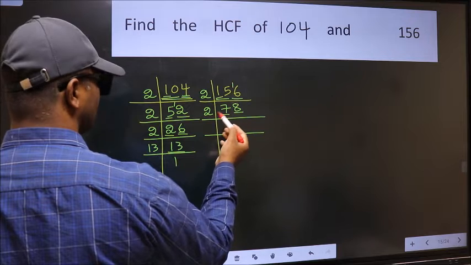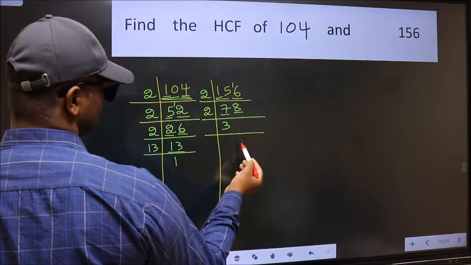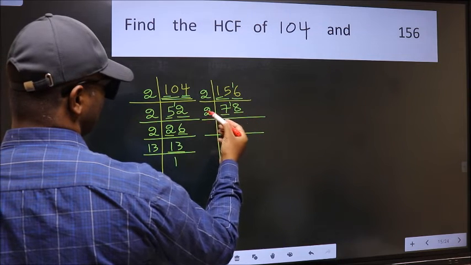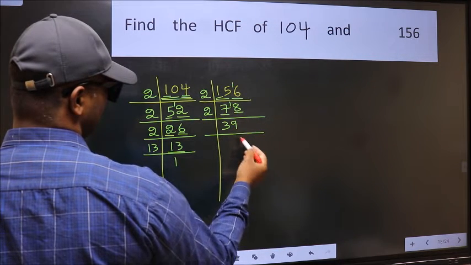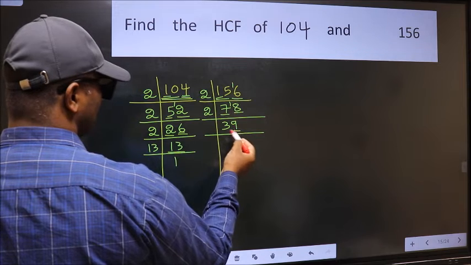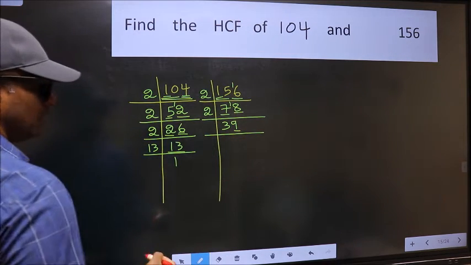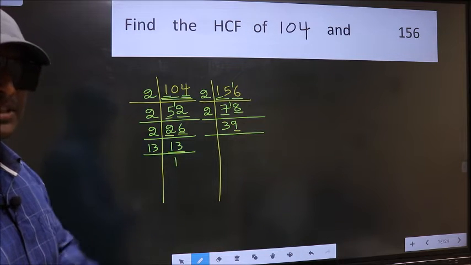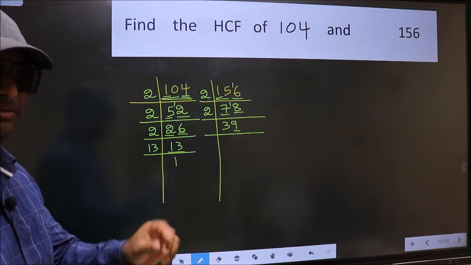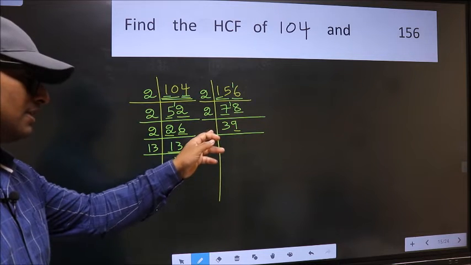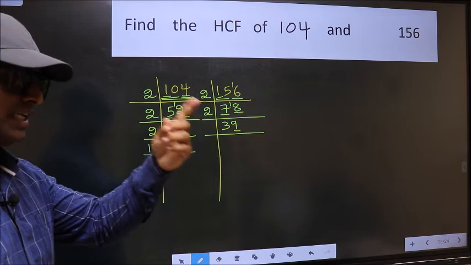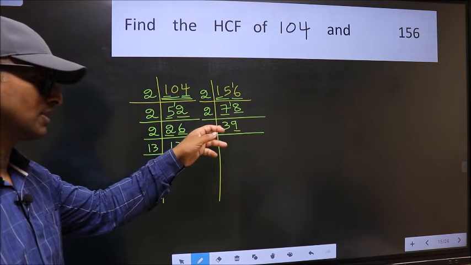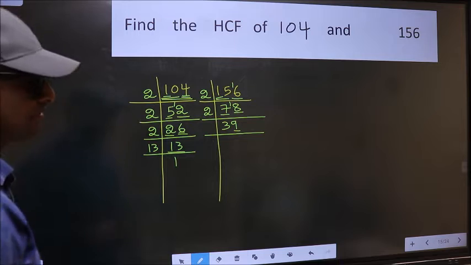First number 7, a number close to 7 in 2 table is 2 3 6. 7 minus 6, 1, 1 carried forward 18. When do we get 18 in 2 table? 2 9s 18. Last digit 9 not even, so this is not divisible by 2. Next prime number 3. To check divisibility by 3, for that we should add the digits. 3 plus 9, we get 12, and 12 is divisible by 3.